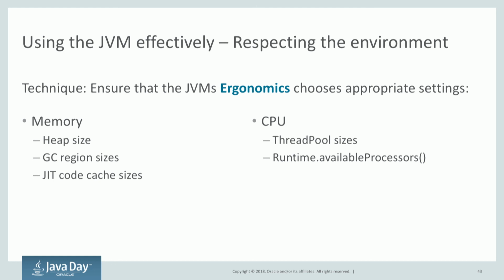Ergonomics also tries to ascertain how many CPUs are on the host. And that's reflected in a method that's available to your code, Runtime.availableProcessors. Many libraries and many parts of core Java libraries use that method call to size their thread pools. The fork join pool, which I mentioned earlier, uses that call to work out how many things it can run in parallel. And if you get that wrong, you can end up creating far too many threads.